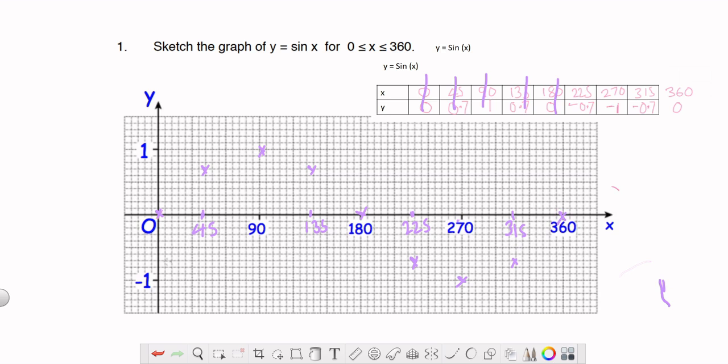Right. Now what I need to do is join these up using a smooth curve. And notice I'm doing this very carefully. Right, so far so good. And obviously that carries on forever. It goes on and on and on, even on the other side of 0. So there you have it. That's the y equals sine x graph.